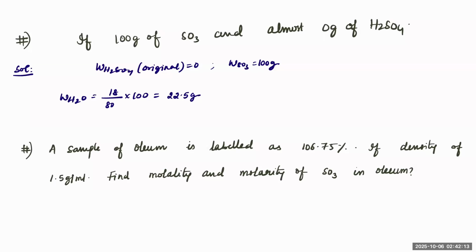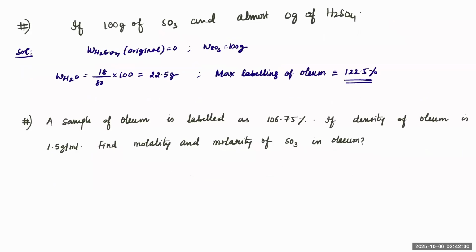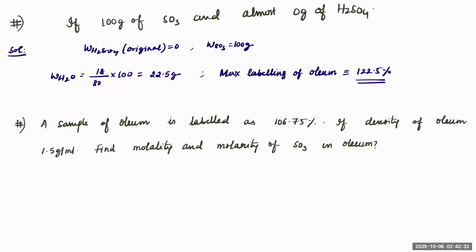So which means the maximum labeling of oleum, theoretically, that you can give is 122.5 percentage. So 130 percentage oleum means it is absurd. Is that clear, beta? So maximum only this much you can label, between 100 to 122.5. This is the boundary of the labeling.